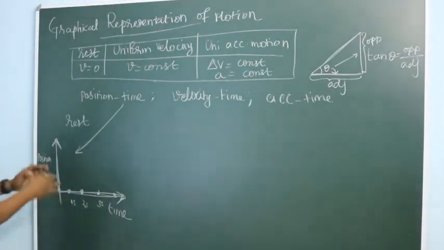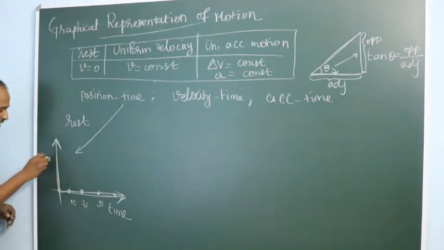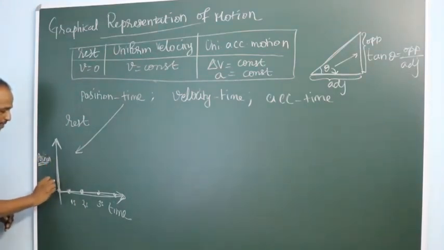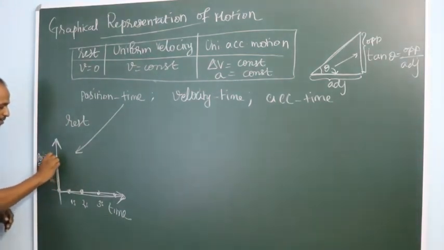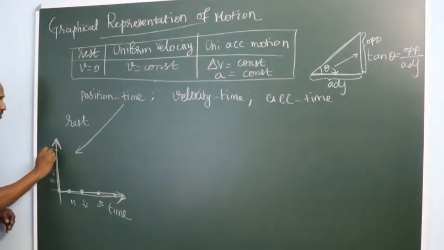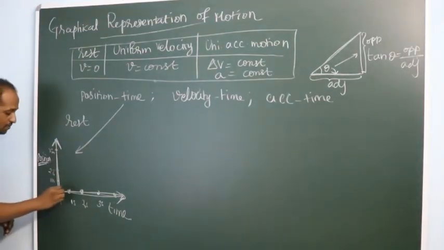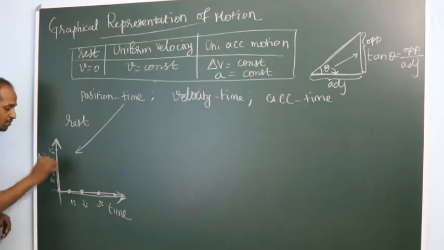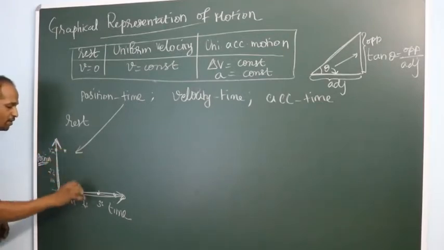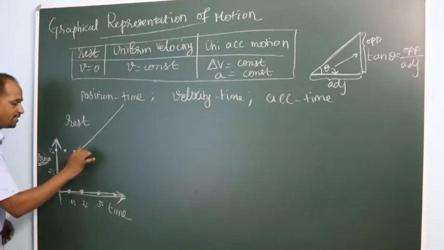So how do you represent that here? In the y-axis we are taking position. So 1 meter, 2 meter, 3 meter, 4 meter, and here 5 meter. Then the object is at 5 meter. When you start observing, the object was at 5 meter. After 1 second, 5 meter. After 2 seconds, 5 meter. After 3 seconds, 5 meter.